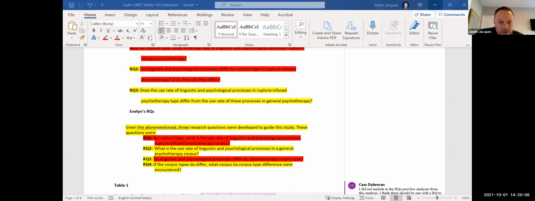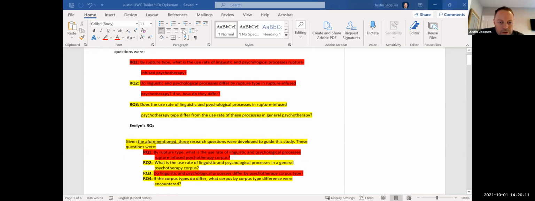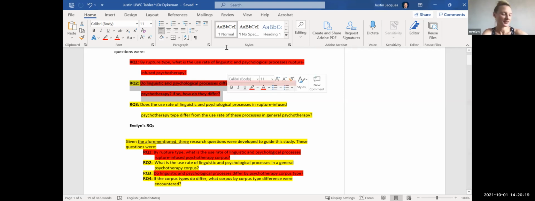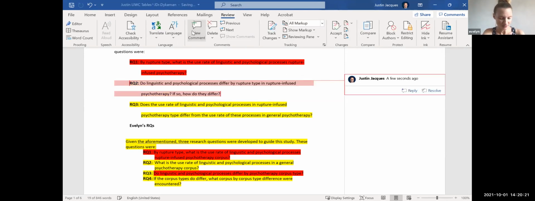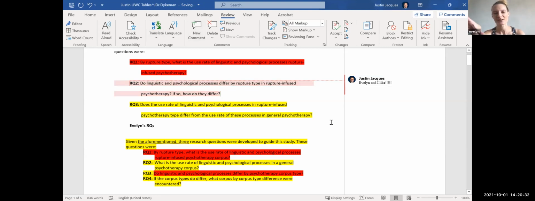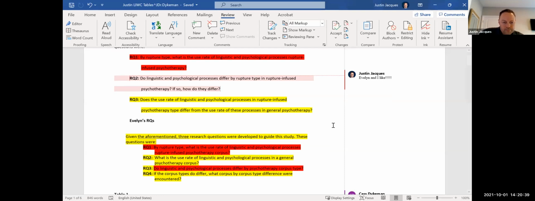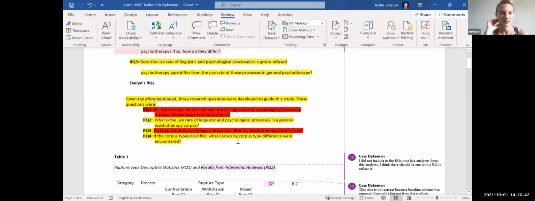Okay, so we're agreeing then that, let's go to the review tab. Okay, go to review. So we like his phrasing of it the most, this one, right? Yes, because I think the key word here is rupture-infused, and we're distinguishing between general psychotherapy, which I'm peeking at in this next line. At some point we're going to bring in this general psychotherapy, which is what we're calling our baseline. So I think those terms are clarifying. So I approve.